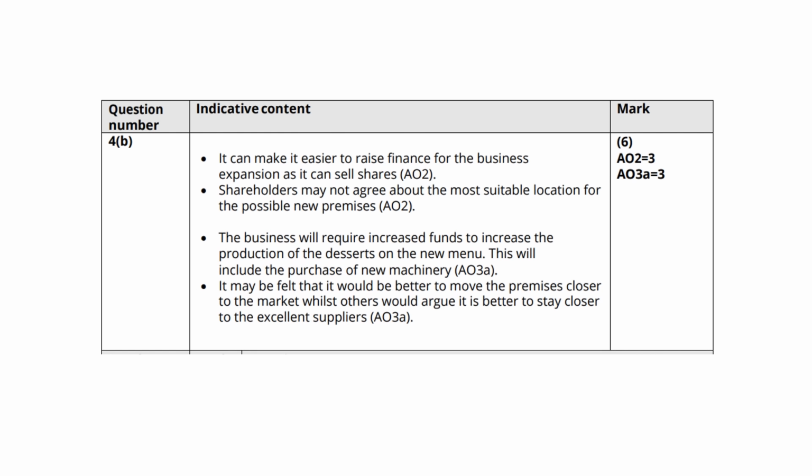So the possible answer to the analyse question. It can make it easier to raise finance for the business expansion as it can sell shares. Shareholders may not agree about the most suitable location for the possible new premises. The business will require increased funds to increase the production of the desserts on the new menu. This will include the purchase of new machinery. It could be felt that it would be better to move the premises closer to the market, whilst others would argue it is better to stay closer to the excellent suppliers. Hopefully you can see the application in there as well.